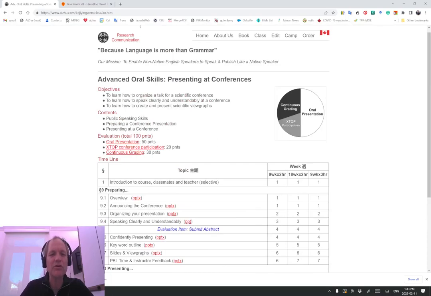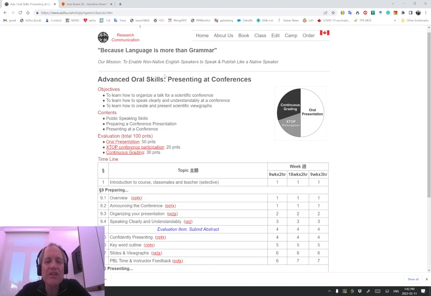So let's move on and look at this advanced oral. Now for advanced oral, we call it presenting at conferences. There are 3 main goals: to learn how to organize a talk for a scientific conference, to learn how to speak clearly and understandably at a conference, and to learn how to create and present scientific view graphs. So these are 3 different types of skills. Organizing is obviously going to be similar whether you're doing a Chinese talk or an English language talk. Speaking clearly and understandably, that's an English skill. Creating and presenting scientific view graphs, that's again an international skill whether you're doing it in English or Chinese.